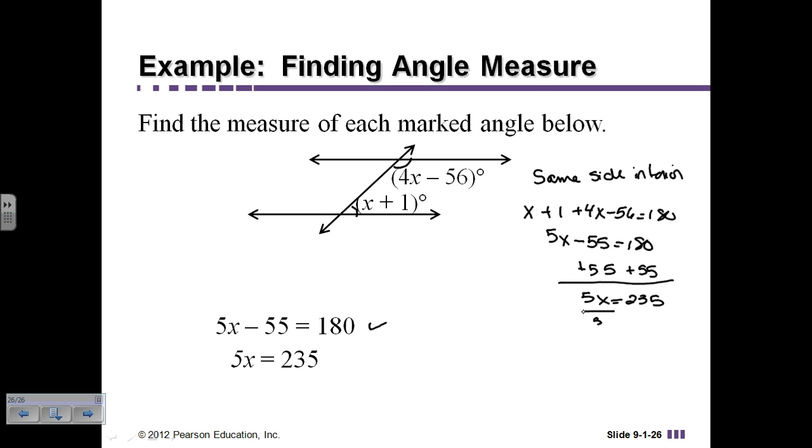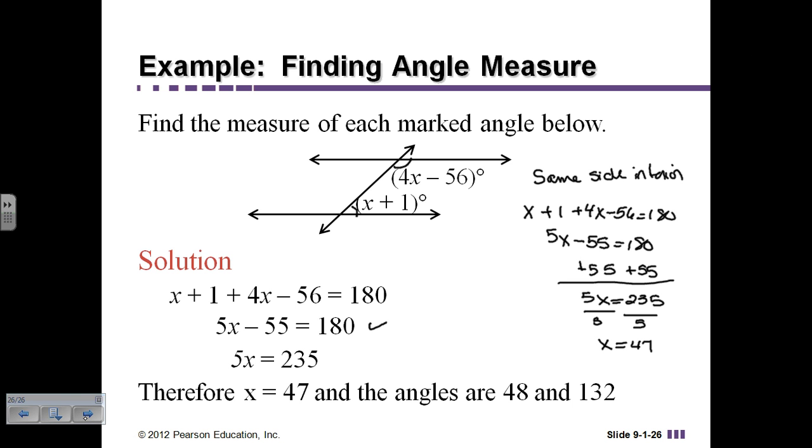Divide both sides by 5, and so we end up with x equals 47. Again, taking that number and substituting it in up here, we end up with 48 for this angle and 132 for this angle. And again, since they add up to 180, we know that we did it right.